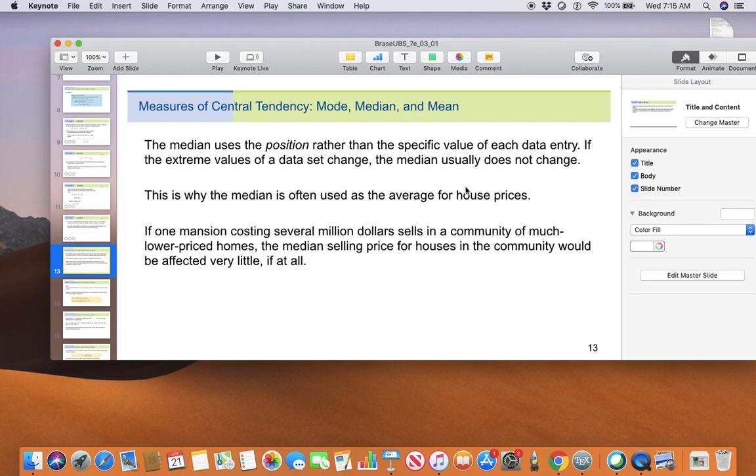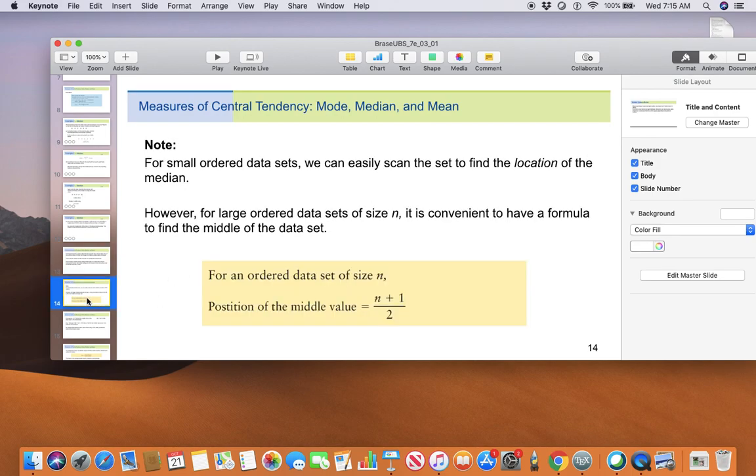All right. So when you're looking at, for example, a school district, they will look for median income. That way, you know, half the people are above that income, half the people are below that income. So if one mansion costing several million dollars sells in a community of much lower priced homes, the median selling price for the houses would be affected very little, if at all.